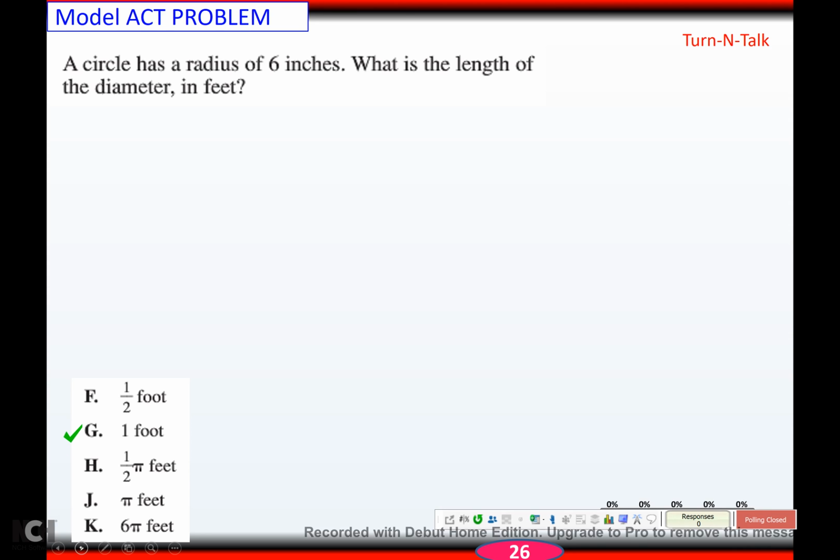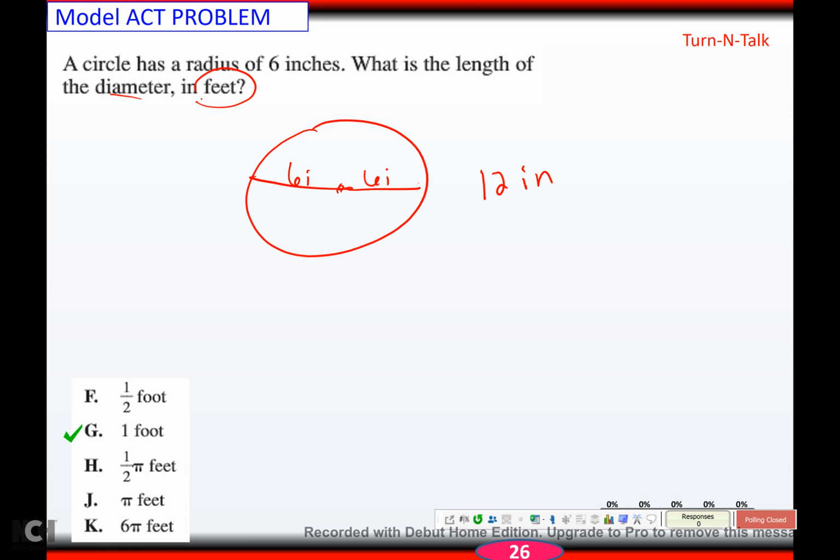All right, a circle has a radius of 6 inches. Well, that means it has a diameter of 12 inches. They want the diameter, but they want it in feet. Well, 12 inches equals 1 foot.